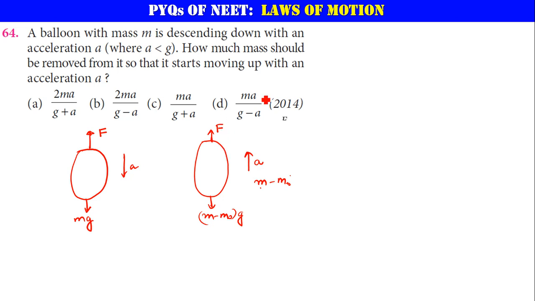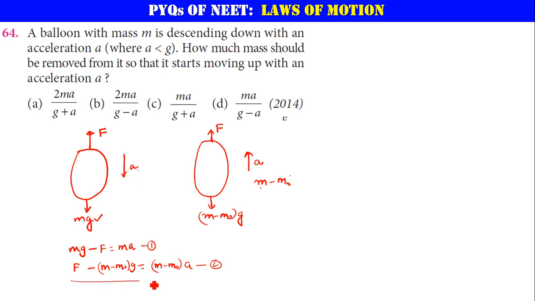Now if I apply the free body diagram, F net is equal to ma for both the cases. Here mg is in the direction of acceleration. So mg minus F is equal to mass times acceleration. This is equation 1. Now let me write the equation for this. The force is in the direction of acceleration, minus the other force, m minus m naught into g, is equal to mass times acceleration. What is the mass here? m minus m naught is the remaining mass, into acceleration. Say that is equation 2.